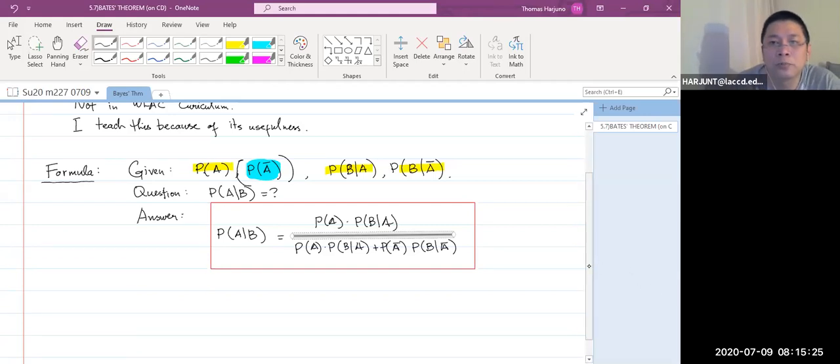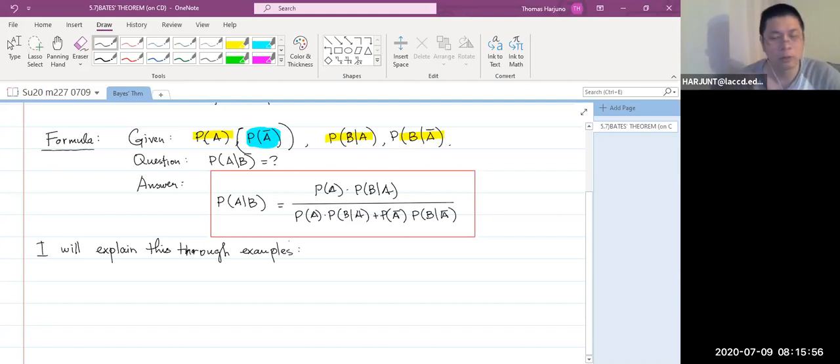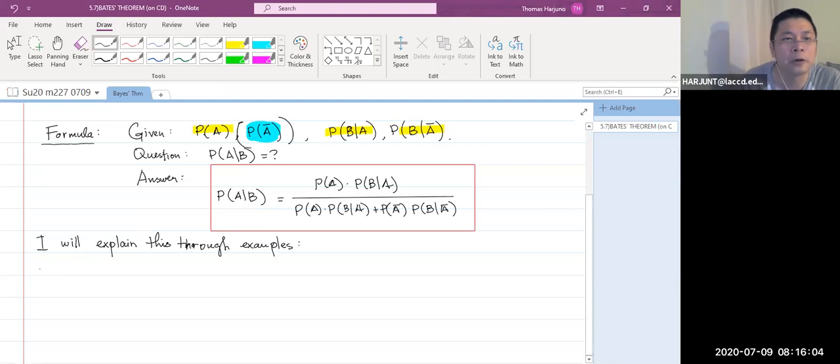Now, suppose we have the following situation. I will explain it through examples. Actually, I would explain it using only one example, and then we replicate the idea through other examples also. I will use the following example here.